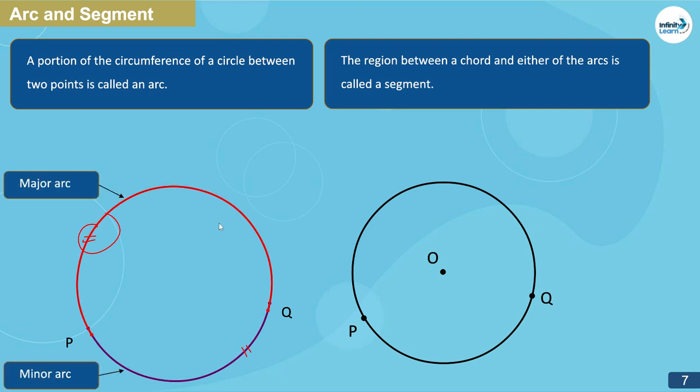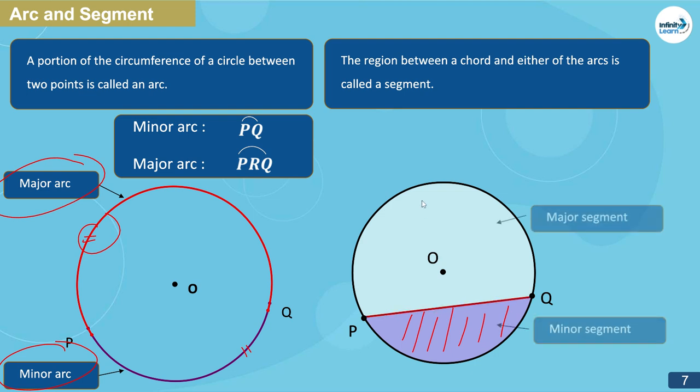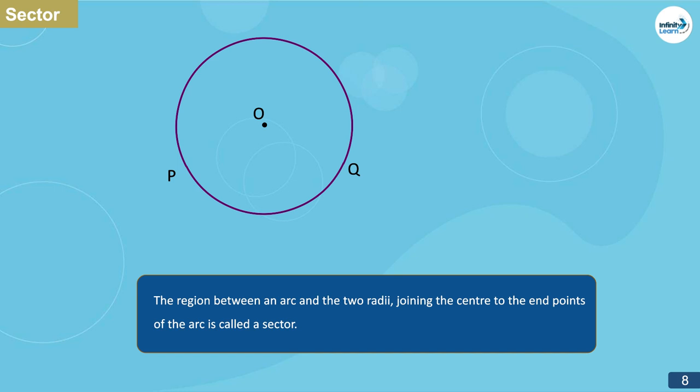हाँ देखो ये है ना color. Now see, the red portion is known as major arc, violet portion is known as minor arc. Now segment, this is minor segment and this one, the upper one, is major segment. Clear? The region between the chord and the arc is known as segment and the portion of circumference is known as arc.